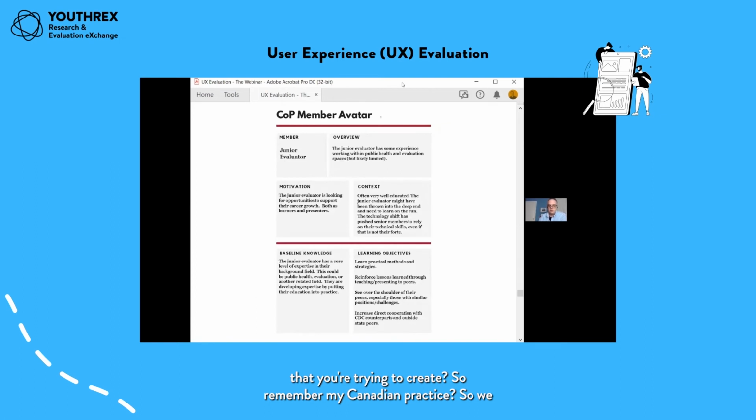So remember my community of practice. We created avatars or personas of like three different basic types of people who would be involved in the community of practice. There are 66 jurisdictions, but there could be any number of evaluators in these jurisdictions. Some are junior, some are senior, and we also have a good number of epidemiologists who see themselves as somewhat different groups here.